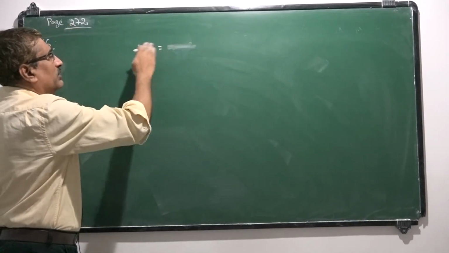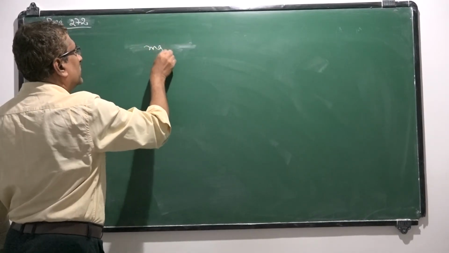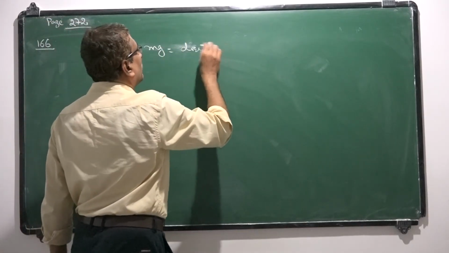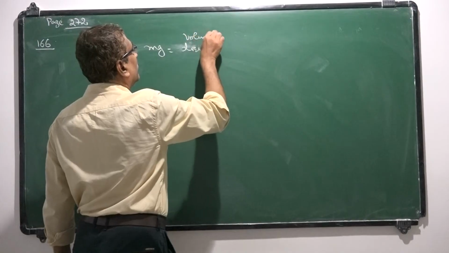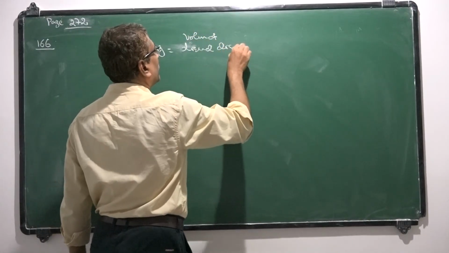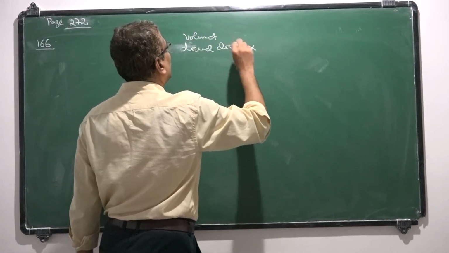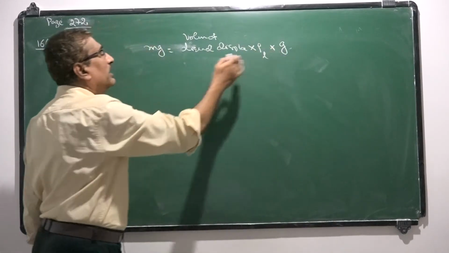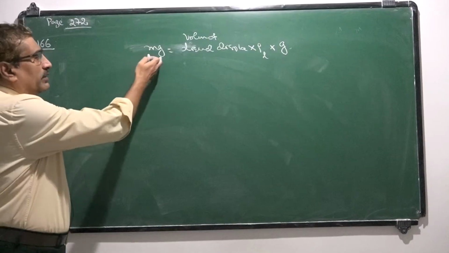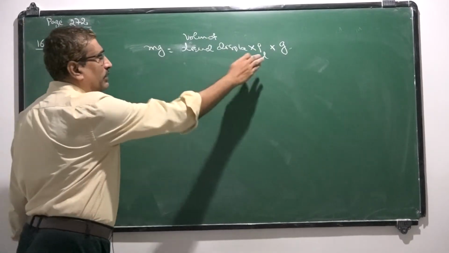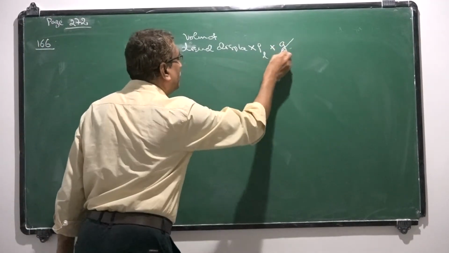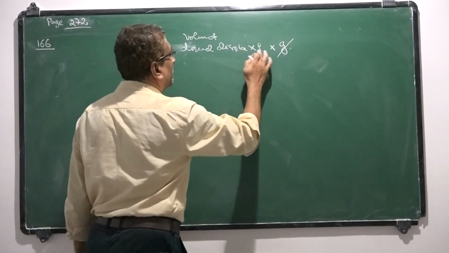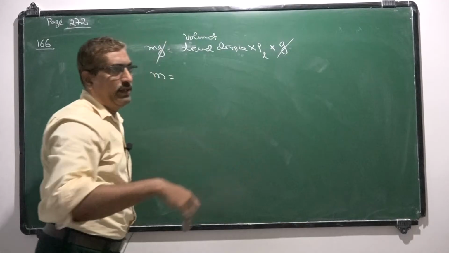So we can cancel out g on both sides. Actually, mg is equal to the volume of the liquid displaced into density of the liquid into g. This is the weight of the liquid displaced, that is equal to the weight of this particular man. So that we have to apply. So we are cancelling g. So mass of the man is equal to the volume of this particular boat inside the liquid.